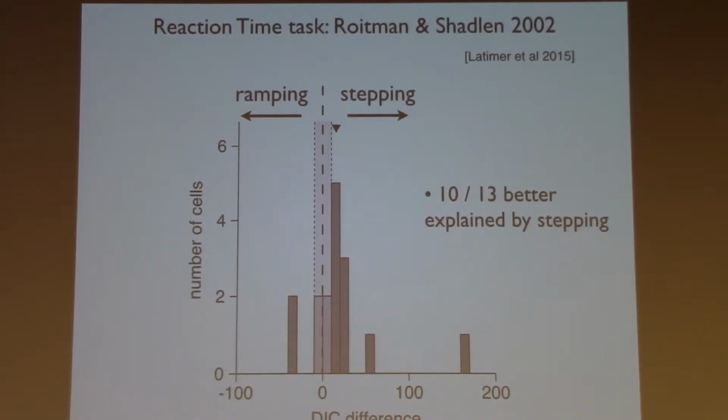In this case, we selected 13 cells that had the highest choice selectivity, and we found that of those cells, 10 out of 13 were better explained by the stepping model. Now, one thing you might wonder is, of course, does this procedure even work?